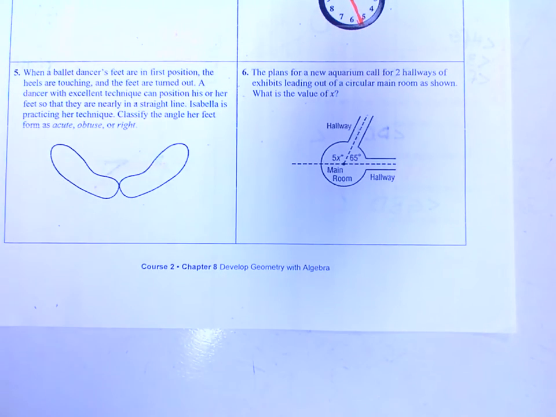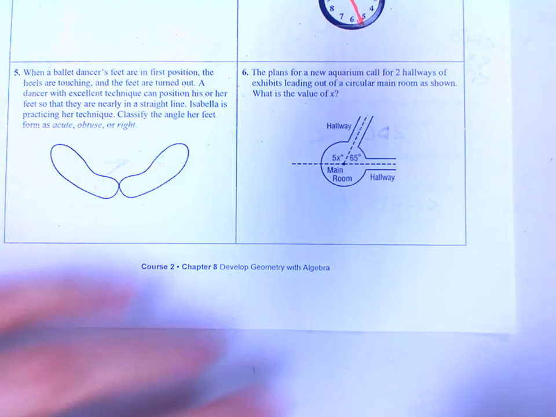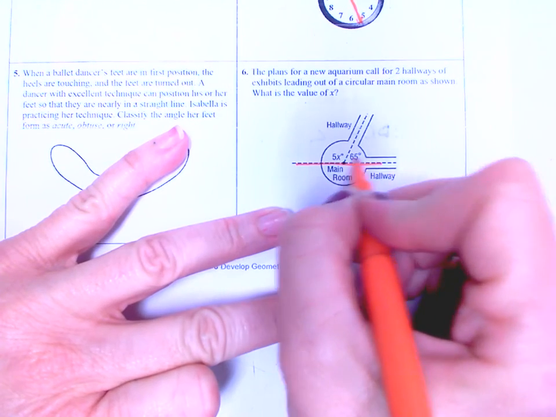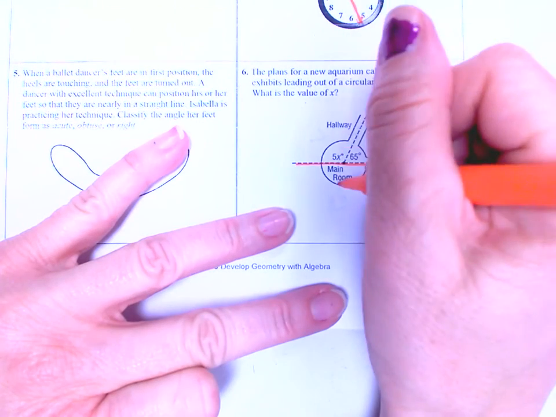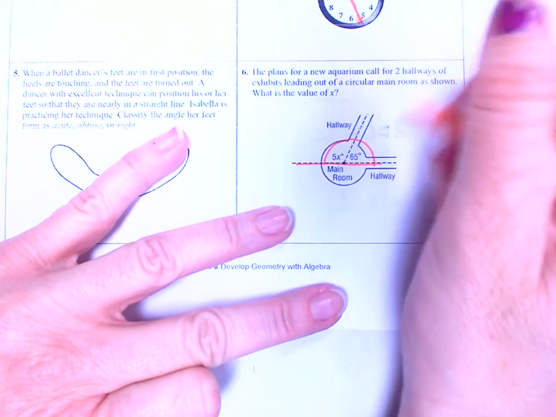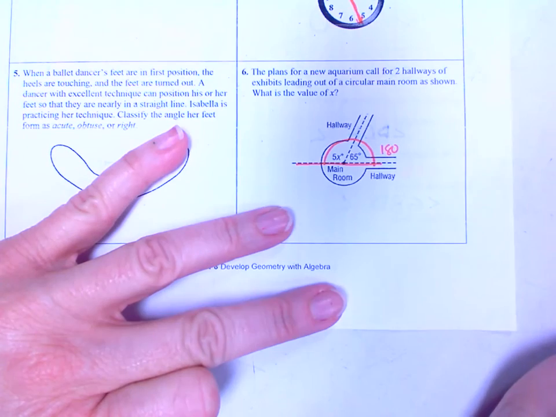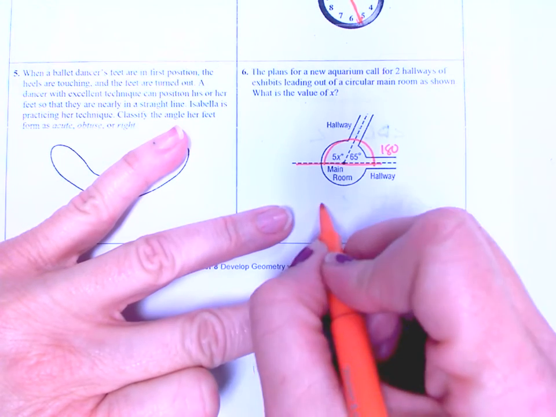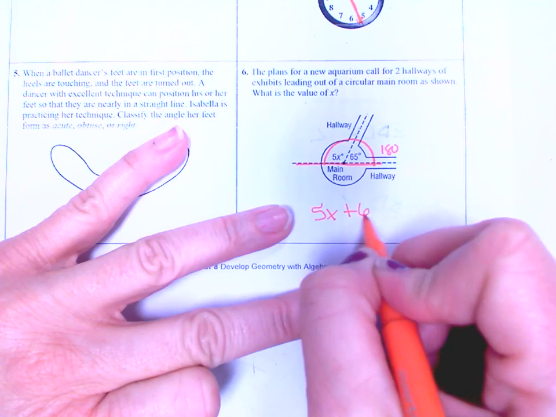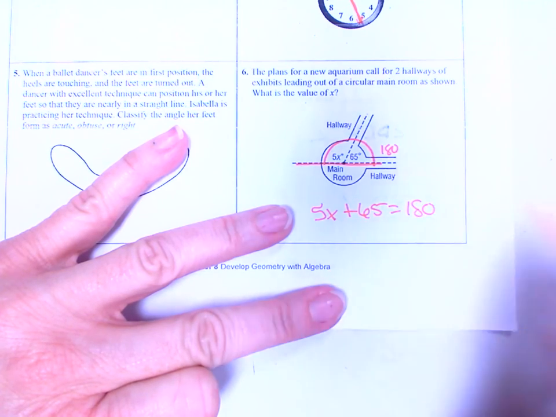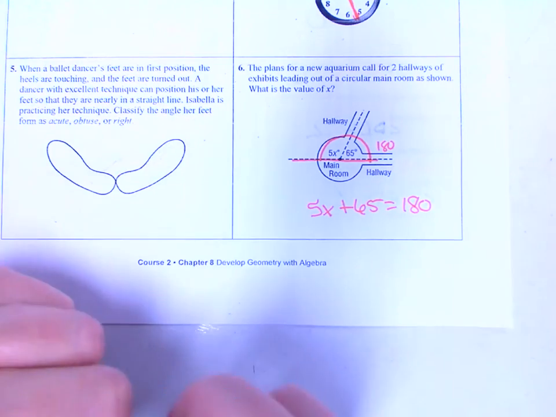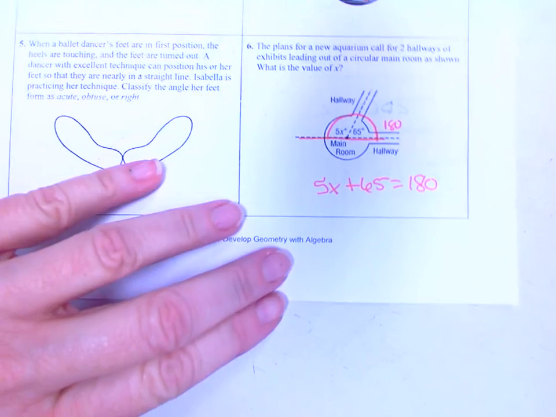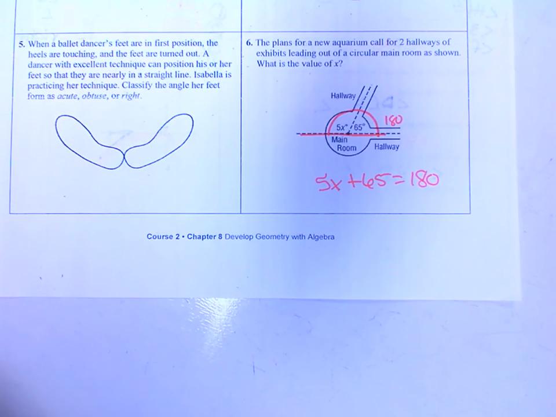Number 6. The plans for a new aquarium call for 2 hallways. Exhibits leading out of the circular main room is shown. What is the value of x? So again, I'm looking for x. And I know that this angle equals 180 degrees. So I know that 5x plus 65 equals 180. It's a two-step equation. We just got through working with those.